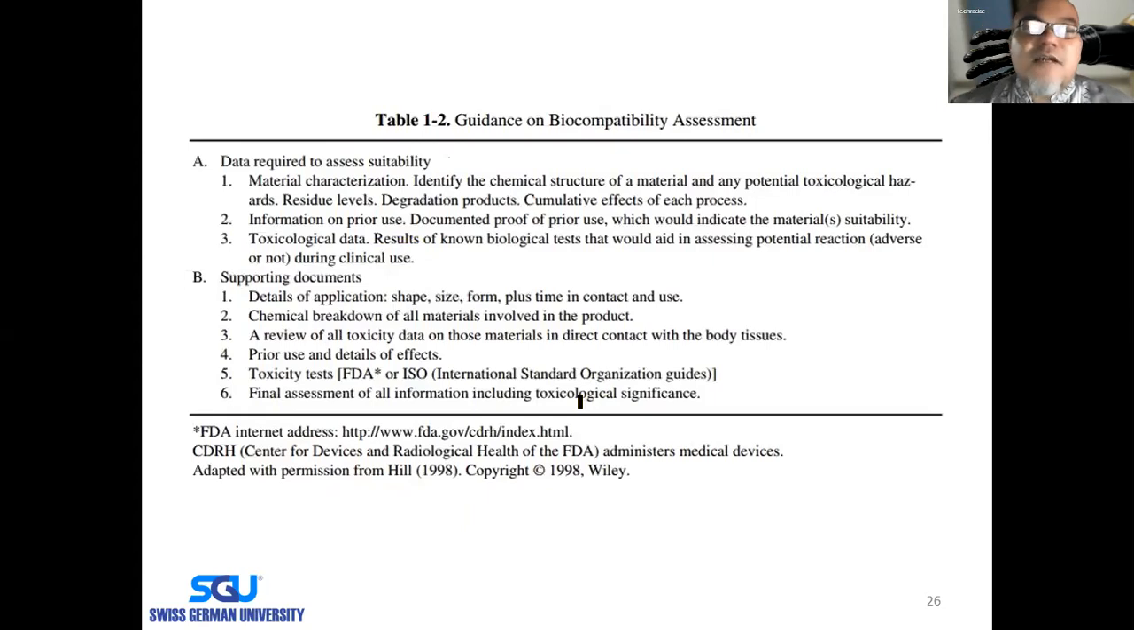So for guidance on biocompatibility assessment, you need to have material characterization: identify the chemical structure of the material and potential toxicological hazards, the residue level, degradation products, etc. Information on prior use and previous usage. Is there any documentation of those uses, which would indicate the material's suitability? Is there any toxicological data from known biological tests?